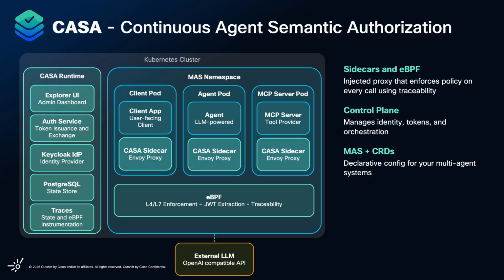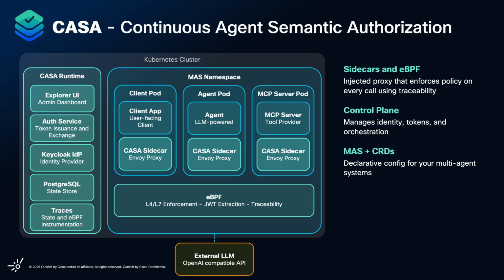It also includes the auth service, which handles token issuance and exchange, Keycloak as the identity provider backing the token cryptography, a Postgres database for state storage, and the traces service, which persists domain event traces and eBPF flow data and exposes a query API consumed by the Explorer UI. Multi-agent systems are configured declaratively using Kubernetes CRDs, specifically the multi-agent system custom resource, which defines the applications in a system and which tool authorization checks are enabled.